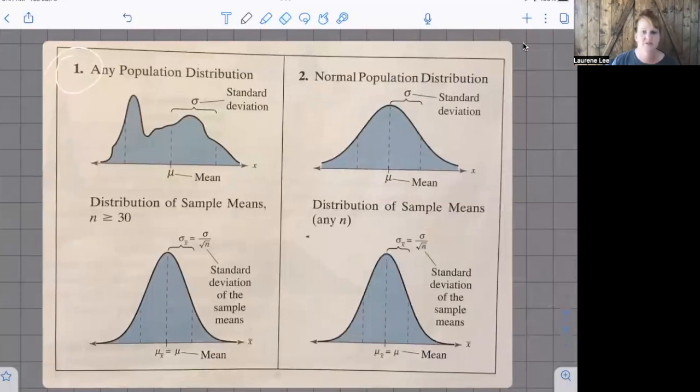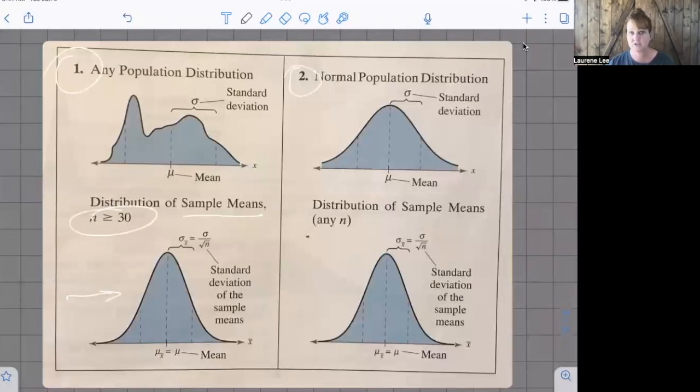Here's any population distribution. It's not normal. But if we take samples bigger than or equal to 30, and we plot those sample means, then we get a graph shaped like that. Or if your population is normal to begin with, then you can take samples of any size. It doesn't matter. You can take sample sizes of 2, 3, 4. It doesn't matter how big they are.